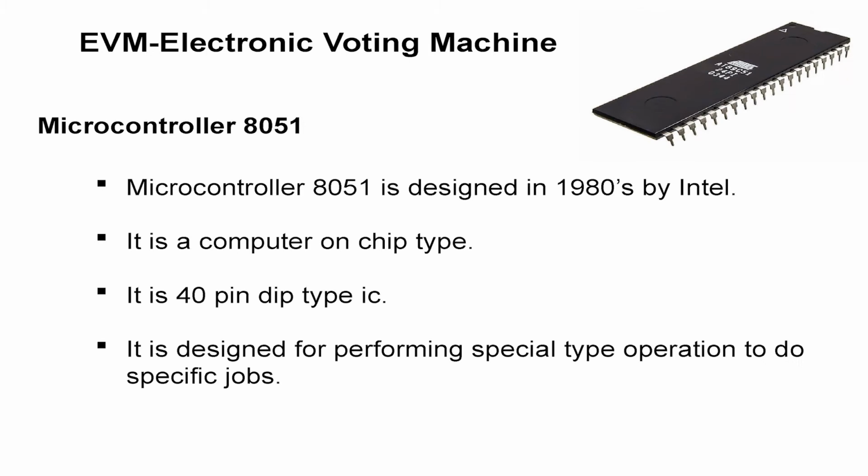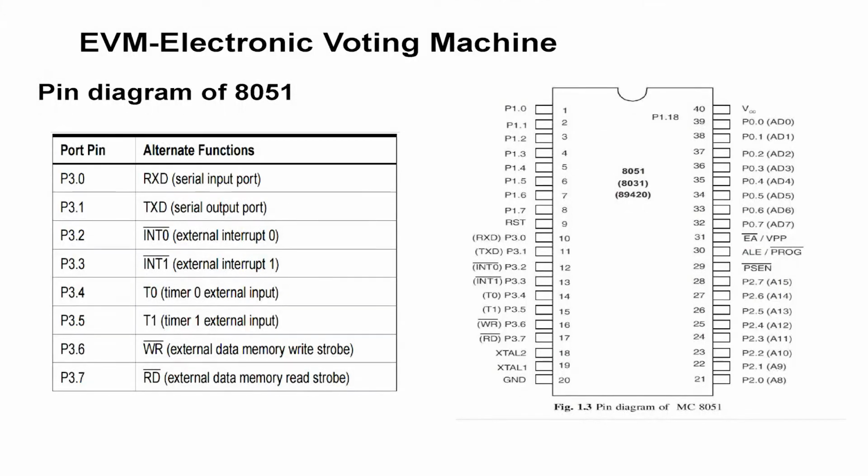Now telling you about the microcontroller. Microcontroller 8051 was designed in the 1980s. It is a computer-type chip. It has 40 pins designed for performing special functions or special operations, like the ones we have used in the electronic voting machine. Now moving toward the pin diagram, it has 4 ports. One of them is a special purpose register and the other 3 are general purpose registers.